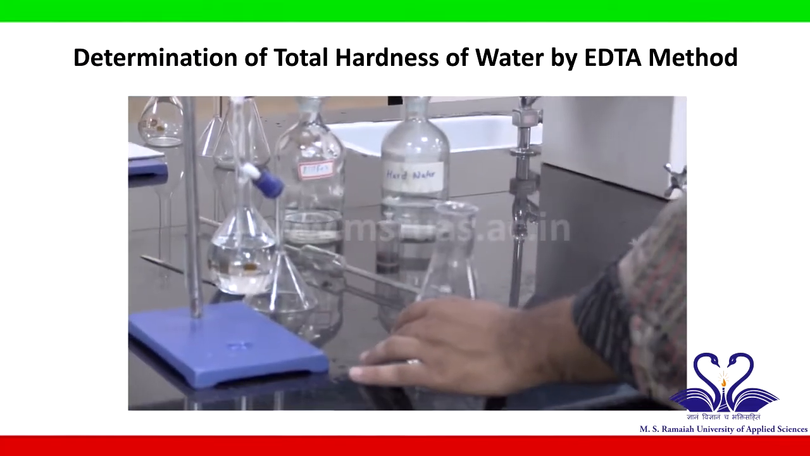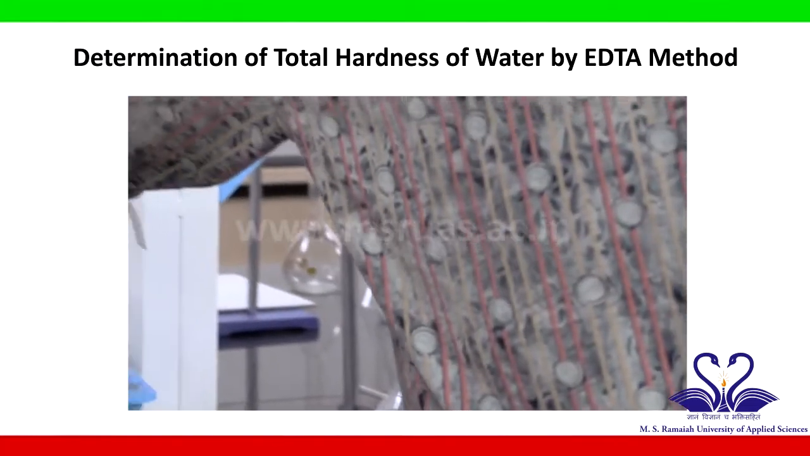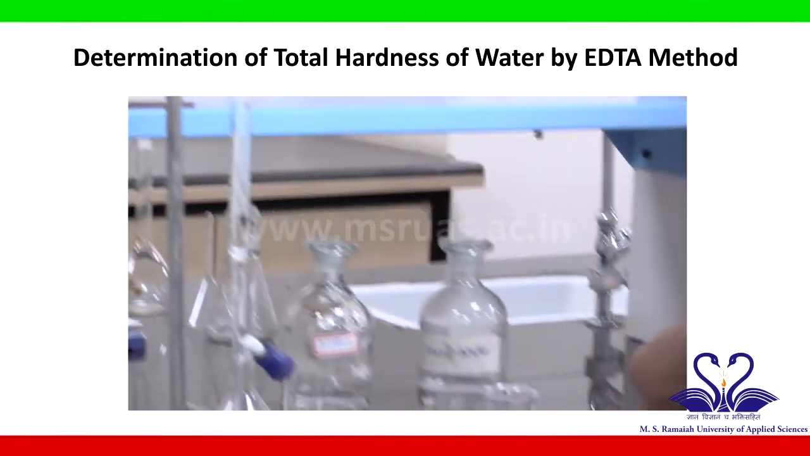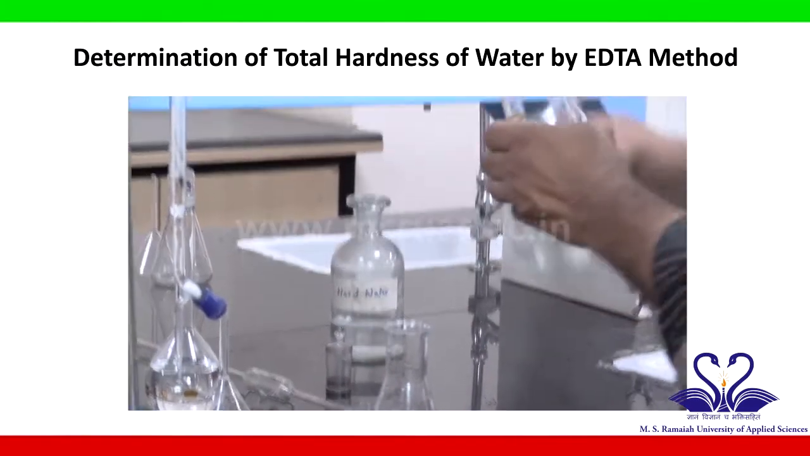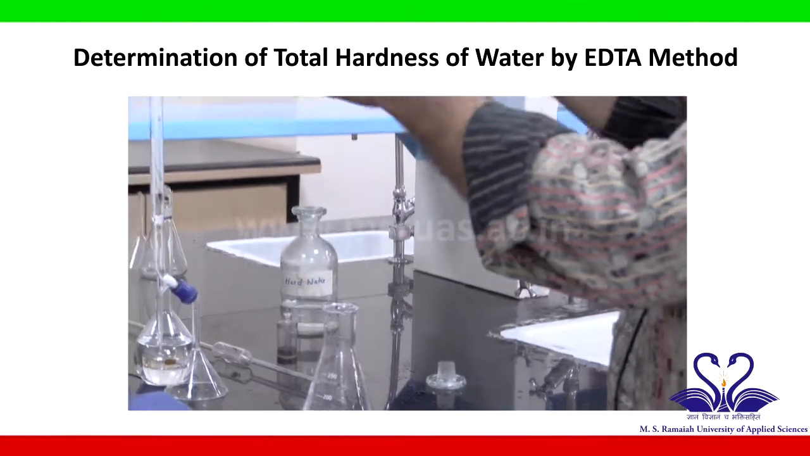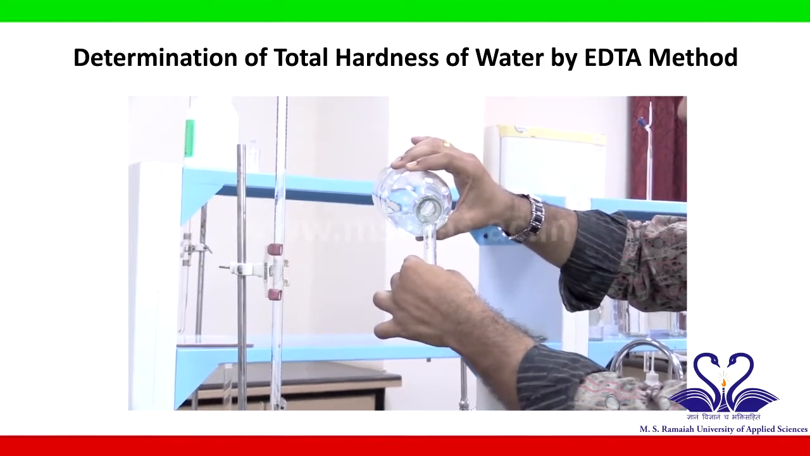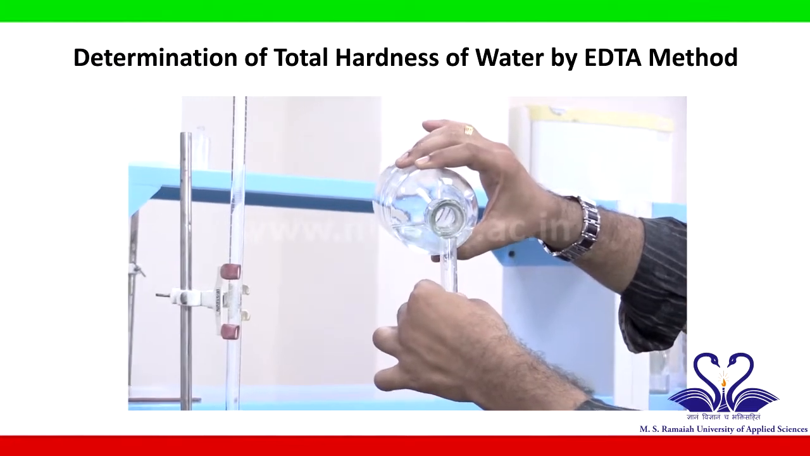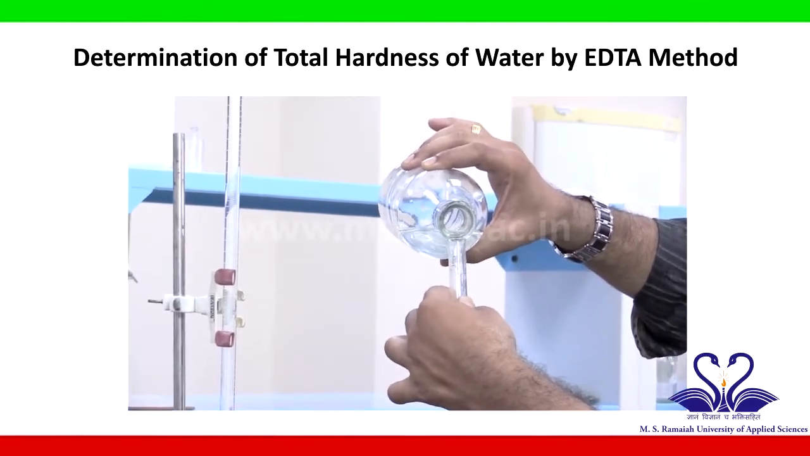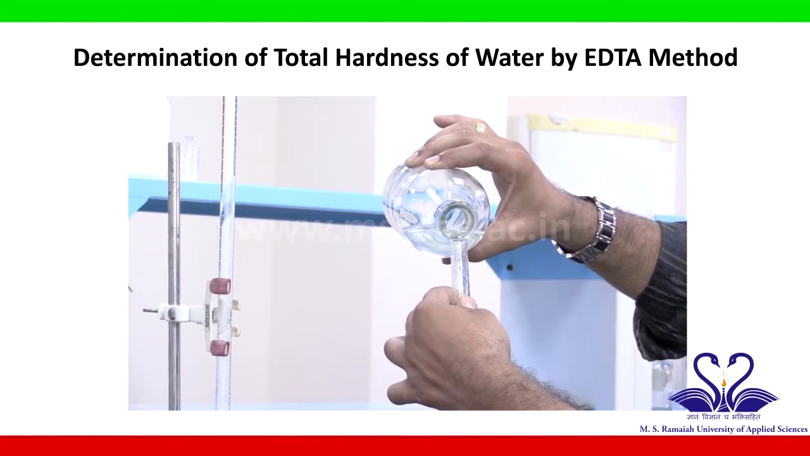So you have to maintain the pH of your hard water sample. For that I am using buffer solution. So 5 ml of buffer solution, approximately it will be half a test tube. So we are using here ammonium chloride buffer to maintain the pH around 10.